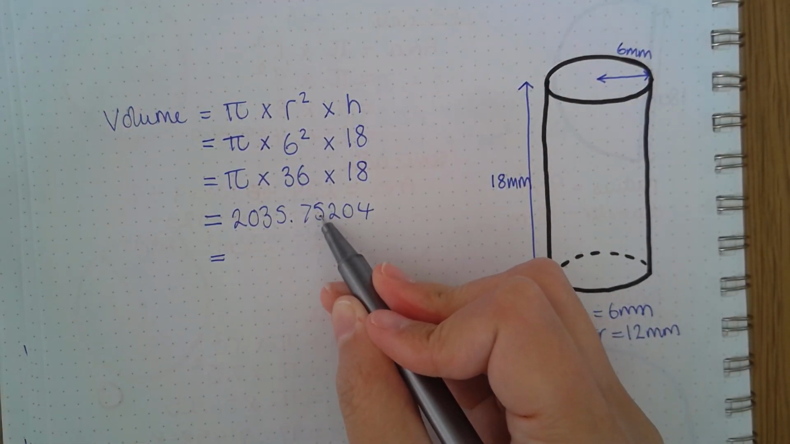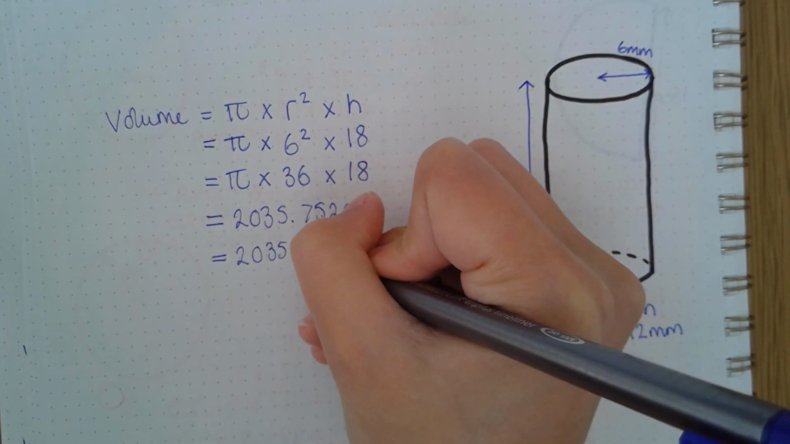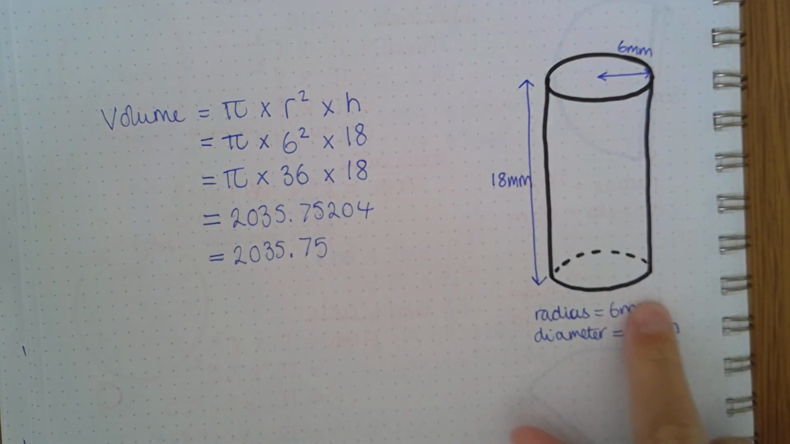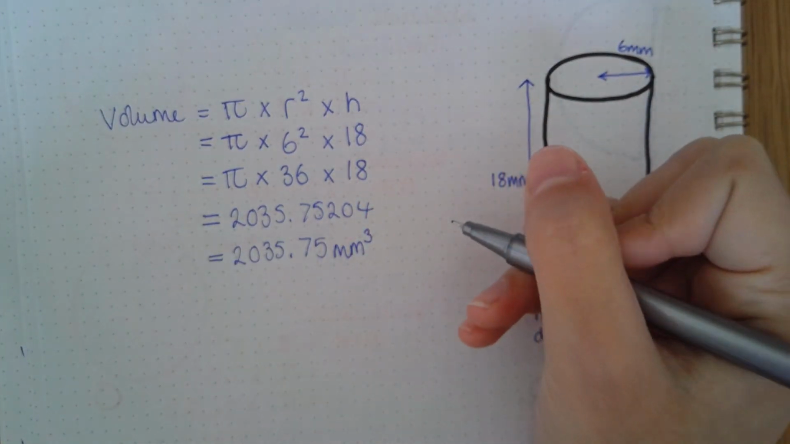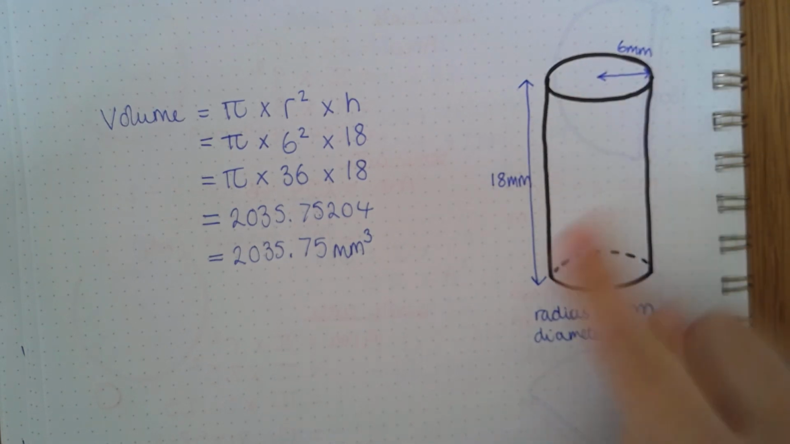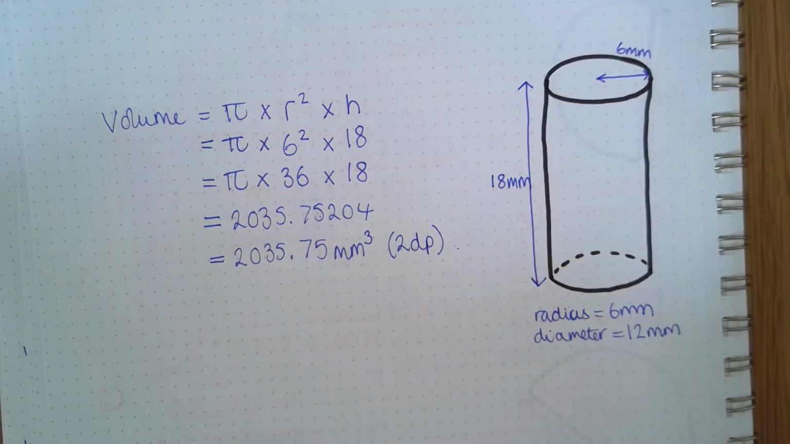Now we need to sort it out and round it to 2 decimal places. The 2 makes the 5 stay the same, so 2035.75. Remember, it's millimeters, and it's 3D, so it's cubed. So we want the volume inside is cubed, and then 2 decimal places. Okay, next 2.